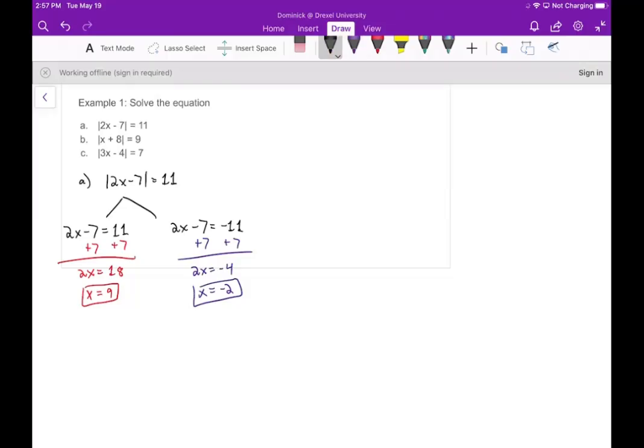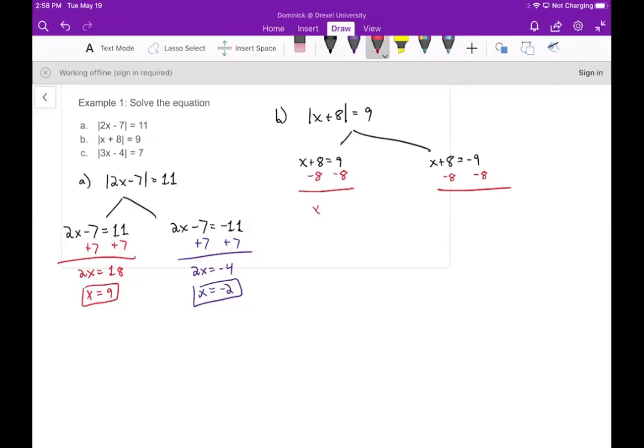Okay. So for part B, we have absolute value of x plus 8 is equal to 9. And again, absolute value is by itself, and it's equal to a positive number. So this means that either x plus 8 is positive 9 or x plus 8 is -9. So you can subtract 8 from both sides. For both examples, we'll just do them at the same time. On this one, I'll get x is equal to 1. And on this one, I'm going to get x is equal to -17. All right, so you get two answers for these.